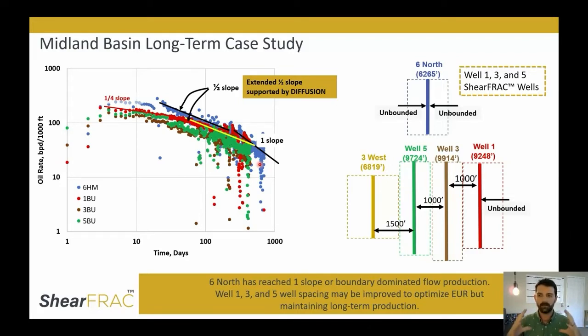So when you're on this pad, you can see that each of these pad wells produces a negative half slope for much longer than that standalone well did. It's gone to a one slope production now, much earlier in time. So you get that long-term production, you get that long-term value.